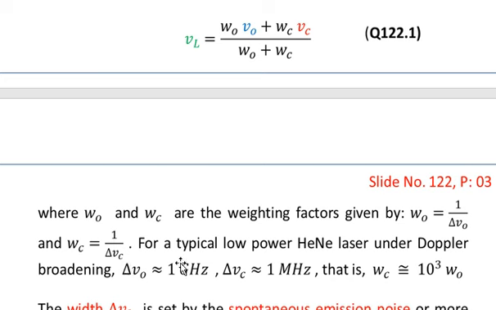For a typical low power helium neon laser under Doppler broadening, Δν0 is of the order of 1 gigahertz. For example, for a typical helium neon laser, it is 1.7 gigahertz. So we are talking about Doppler broadening, with Δν0 equal to 1 gigahertz. Δνc for such a helium neon laser is 1 megahertz. So if you calculate Wc as 1 over Δνc and W0 as 1 over Δν0, we find that Wc is of the order of 10 to the power 3 times W0.